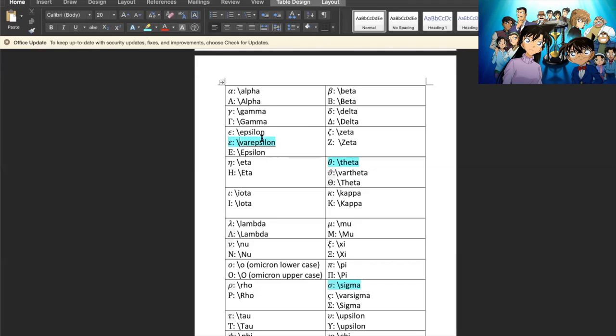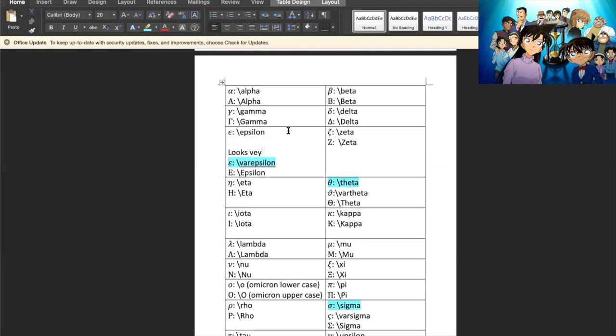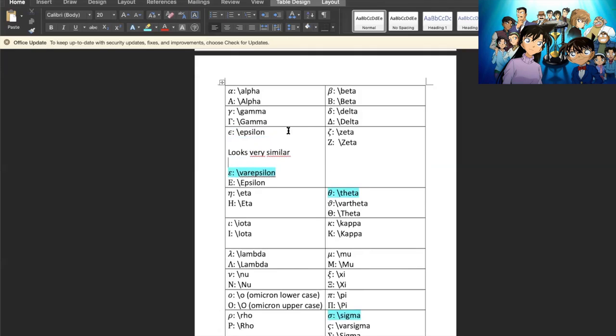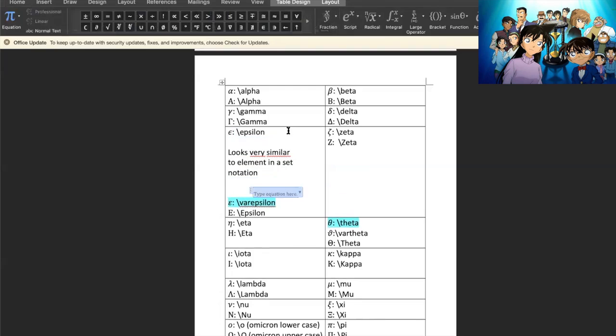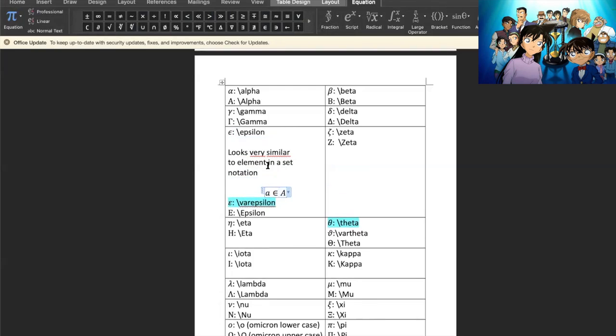And the reason is because the normal case of the epsilon here looks very similar to the set notation we use to note that there is an element inside a set. So say I have an element A, and it belongs in a set A. This version of our set notation looks very similar to our candidate epsilon, unfortunately. So I highly recommend you use this one instead of that for this reason.